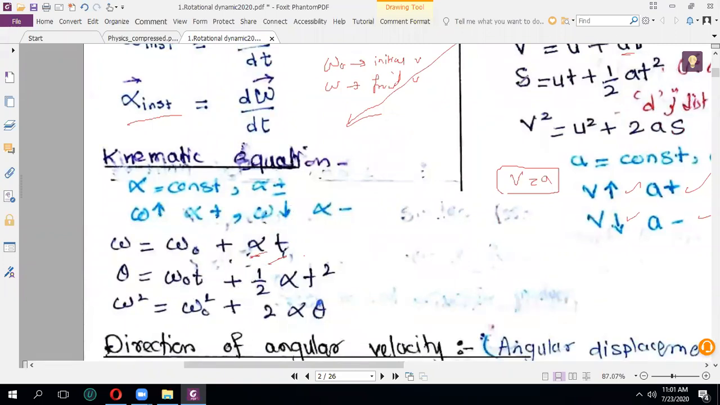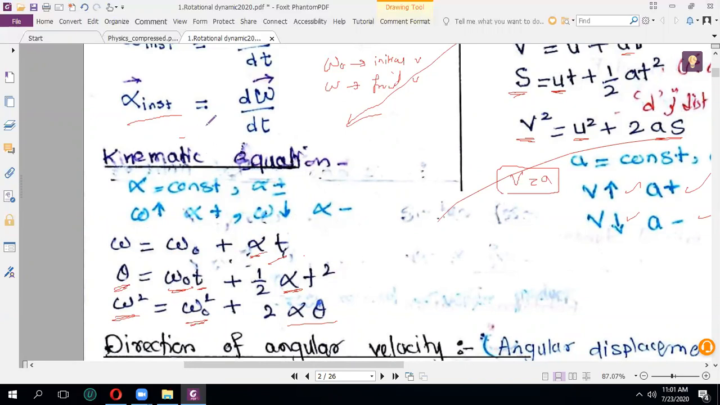Clear? Similarly, second equation, distance. Distance replaced by theta. Initial velocity is replaced by omega 0, and time is as it is. Half AT square, A is replaced by alpha in circular motion. Omega square: V is replaced by omega. Initial U is represented by omega 0 square. A is replaced by alpha and S is replaced by theta. Clear this part? Easy, eh?